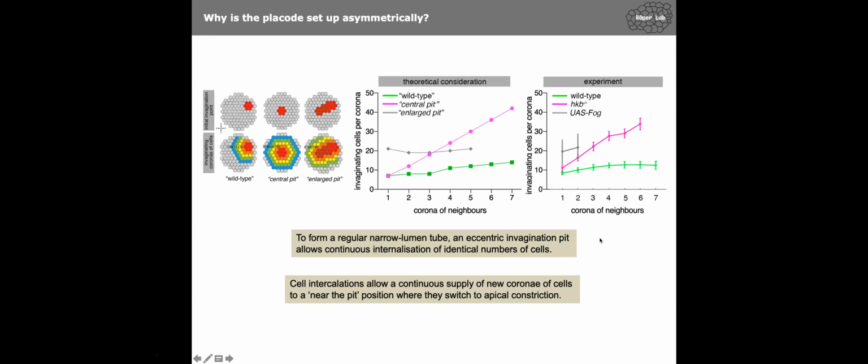So really, to form a regular narrow lumen tube, it seems to be important that we have this eccentric asymmetric setup of the placode with the pit in the corner that allows this continuous internalization of fairly identical numbers of cells. And we think the cell intercalations we see actually also help this continuous supply of new corona of cells in identical numbers near to the pit position, where they then switch to apical constriction and drive the invagination.